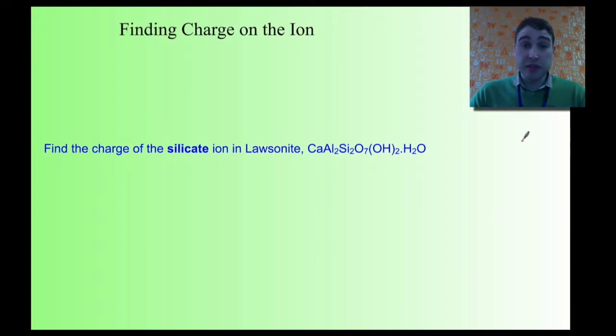We'll look at lawsonite. Now again, it's a silicate ion they've said specifically, so we're not going to include the aluminium in our calculation. So the silicate ion there is Si2O7. So we need to find the charge on that. I'll do the first way over here. Alright, so we've got 2 times the oxidation number of silicon, which is +4. And we're going to add to that 7 times the oxidation number of oxygen, so 7 down here, which is -2. So we've got 2 times +4 is 8.